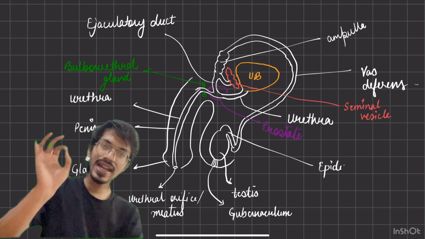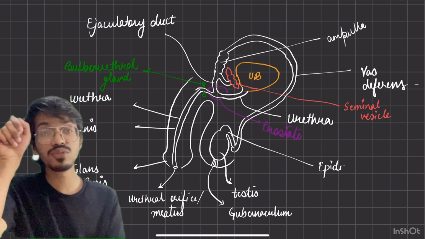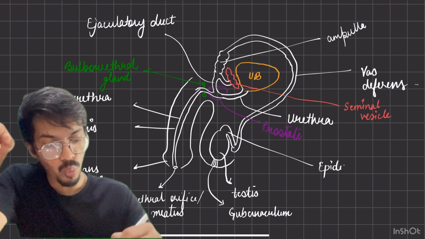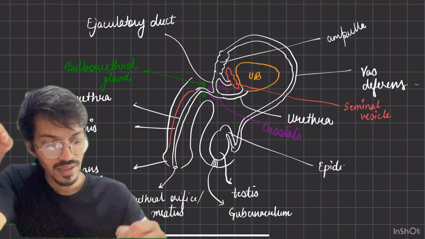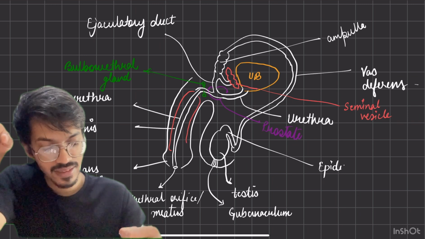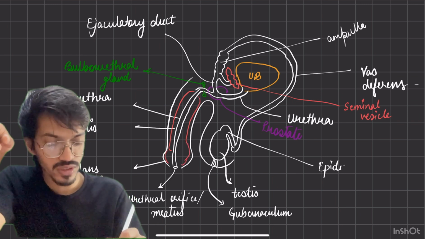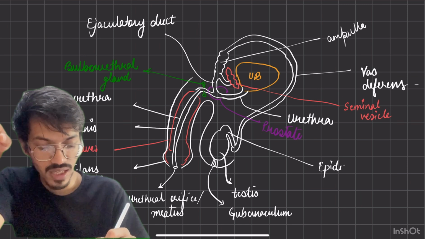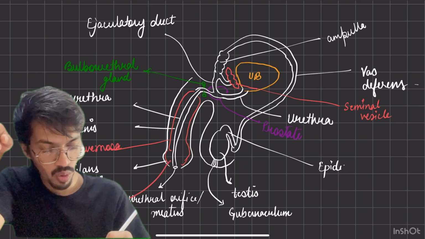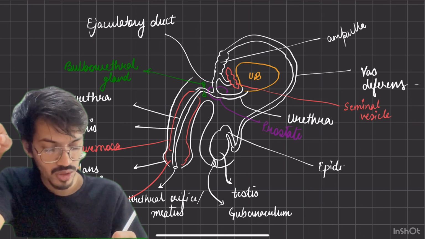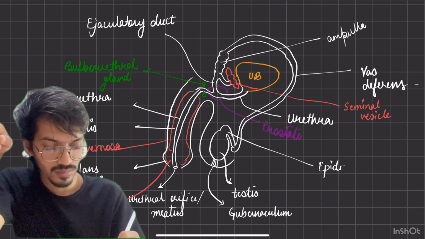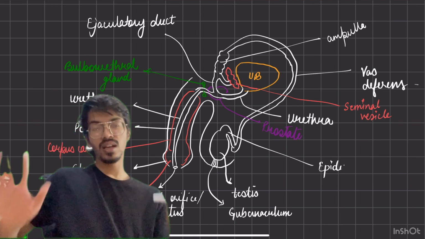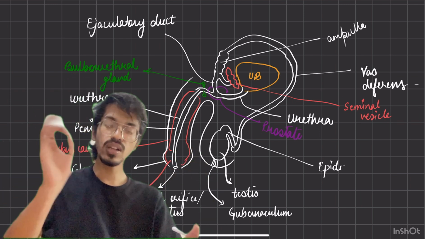Now inside your penis there are 2 different types of tissues present. One is the corpus cavernosa and another one is the corpus spongiosum. So this is the male reproductive system. Let's quickly go forward into each of them.